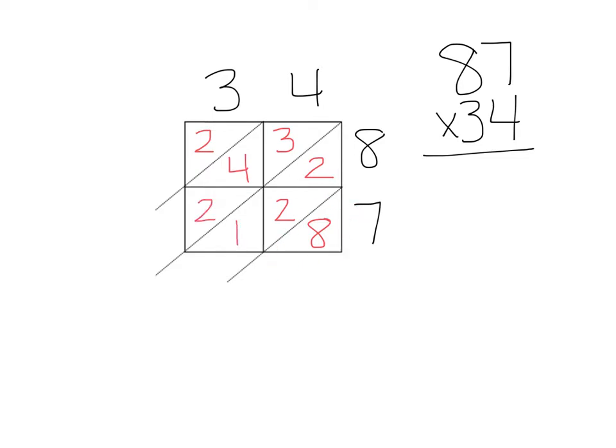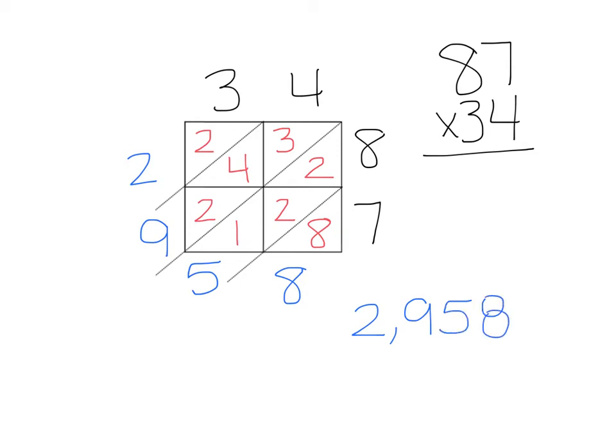We'll solve this part first. 8. Then this part. 5. This part. 9. And finally this part. 2. So 34 times 87 is 2,958. Good job.